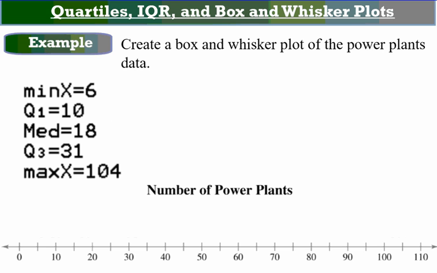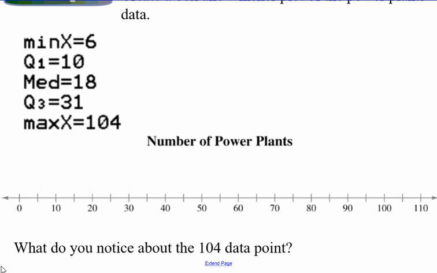So we're going to construct the box plot for the power plant data. You take your number line, and you scale it out, making sure that it will include your minimum and your maximum. So I went from 0 to 110. The minimum is at 6, so this is at 5, 6 will be right here. Quartile 1 is at 10. Quartile 2, or the median, is at 18. Quartile 3, upper quartile, is at 31, right about there. And the maximum is at 104, which would be right here.